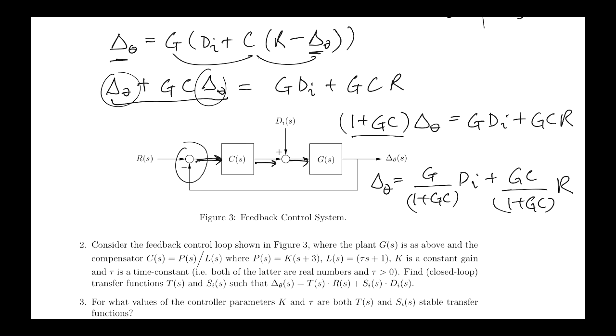The advantage of working in the frequency domain is that everything becomes algebraic like this. So this is what we call T. It's a transfer function that tells you how wiggling R makes delta theta wiggle. And this is what we call S_I. It's a transfer function that tells us how wiggling the plant input disturbance causes delta theta to wiggle.